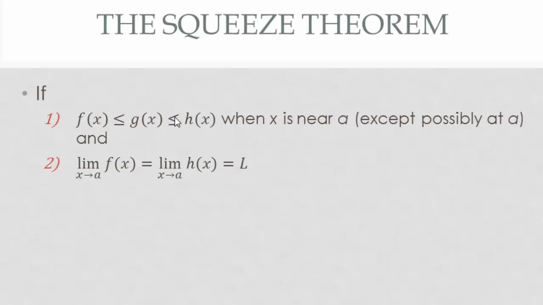Let's see if we can decipher that a little bit. So in other words, you have three separate functions, f, g, and h. F is smaller than or equal to g, which in turn is smaller than or equal to h. So h is the largest of the three, g is in the middle, f is the smallest. And this is true as long as x is near a, except for maybe at a.